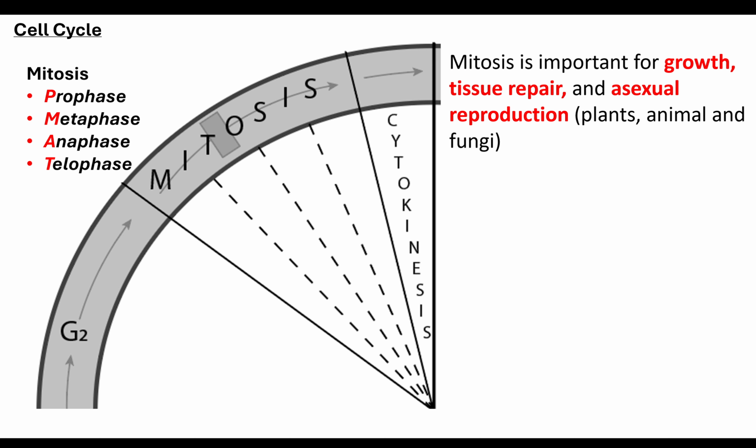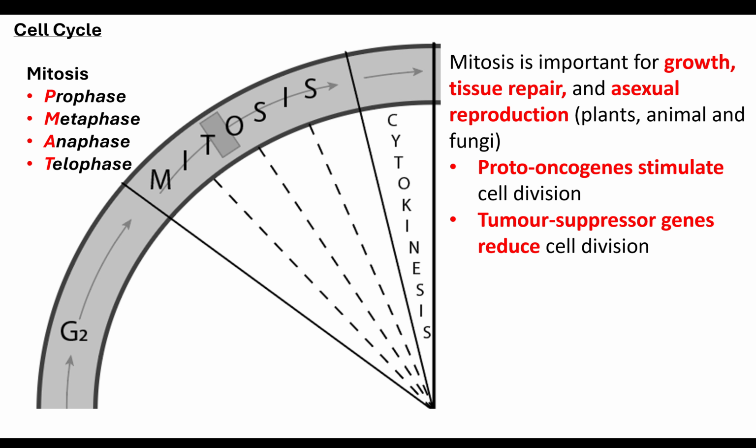This is the point in which the cell is going to have the nucleus divided so that we can produce two genetically identical cells. So to ensure that this is happening when it needs to happen, it's actually controlled by genes. So these are called proto-oncogenes, which are going to stimulate cell division. Or if we want to suppress the cell division, we want to reduce the cell division, that is controlled by your tumor suppressor genes.